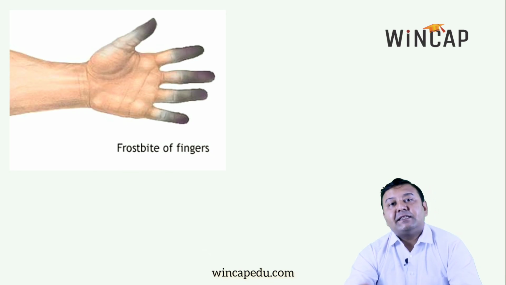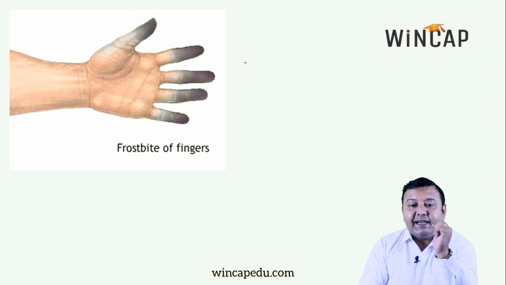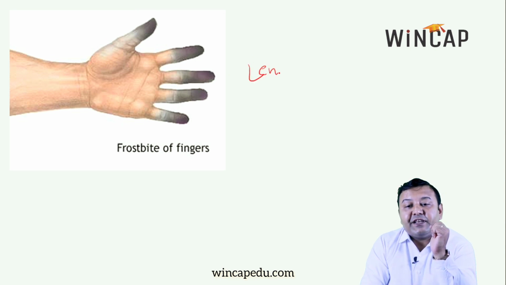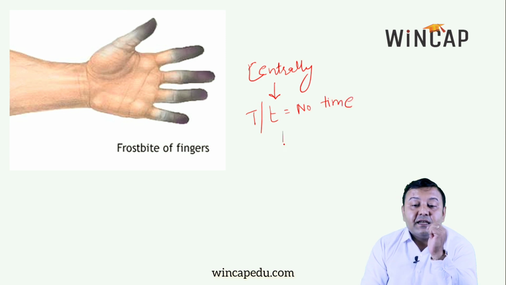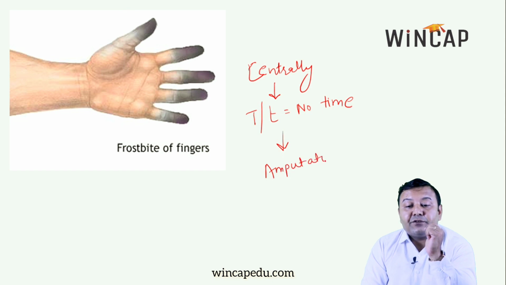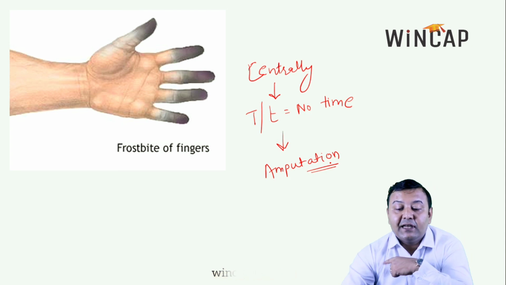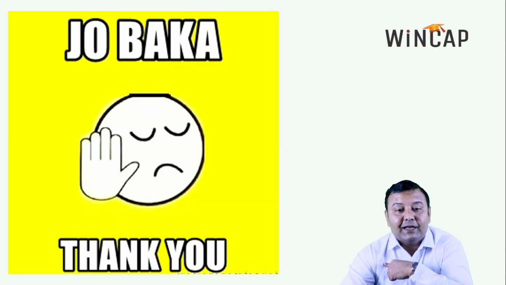Frostbite generally starts at the terminal end and it tends to progress centrally. That's right. So it starts outer and it progresses centrally. This is generally a condition which is easily treatable, but if the treatment is not given on time, it can cause necrosis leading to amputation. So yeah, if we get a case of frostbite, we have to ensure that the circulation is restored as fast as possible.